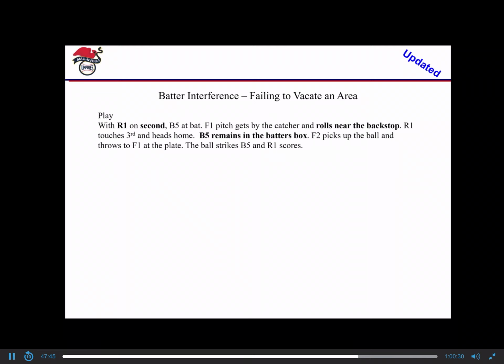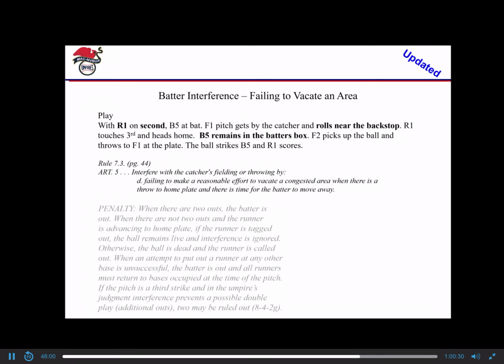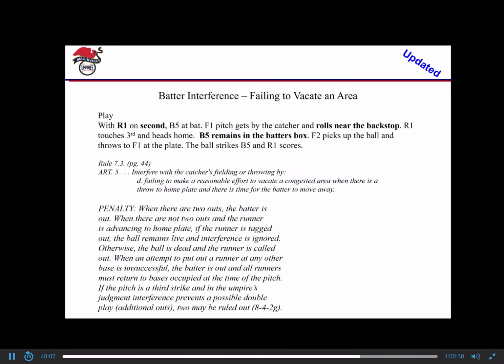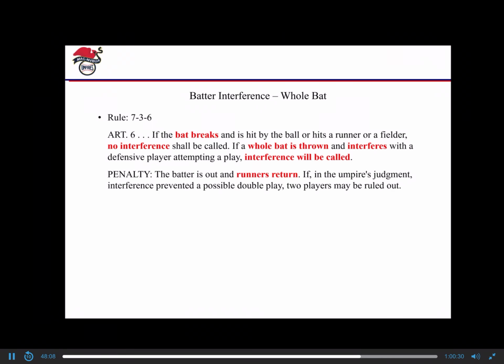Real quick, failing to vacate, this just states that when a batter has the opportunity, particularly like on a passed ball, he's required to vacate the batter's box so that he does not interfere with any play at the plate. That's our rule and our penalty. We probably won't see this very much, but for completeness purposes, we included it in the presentation.